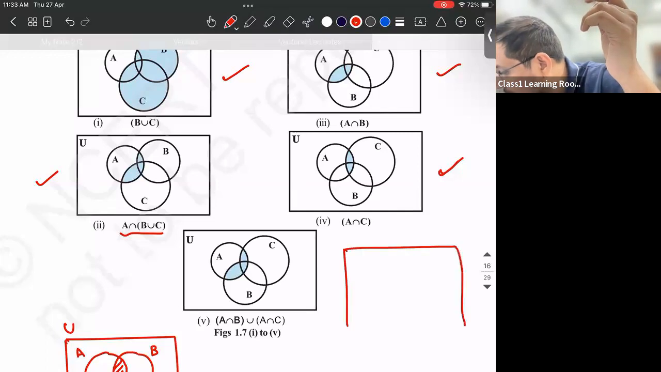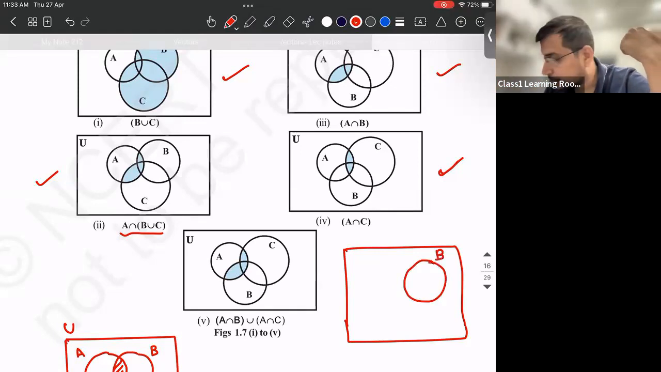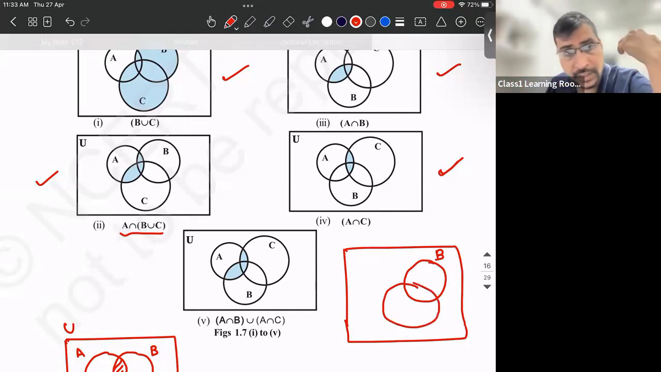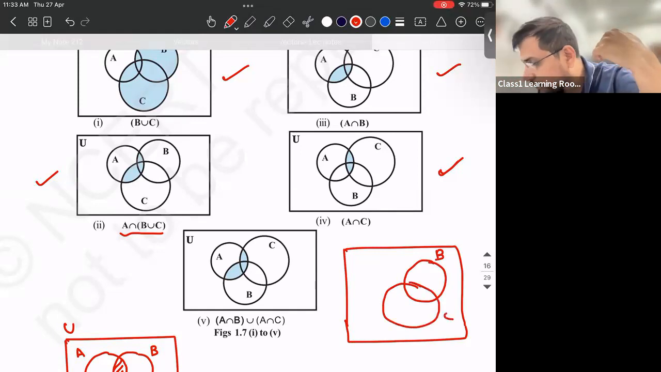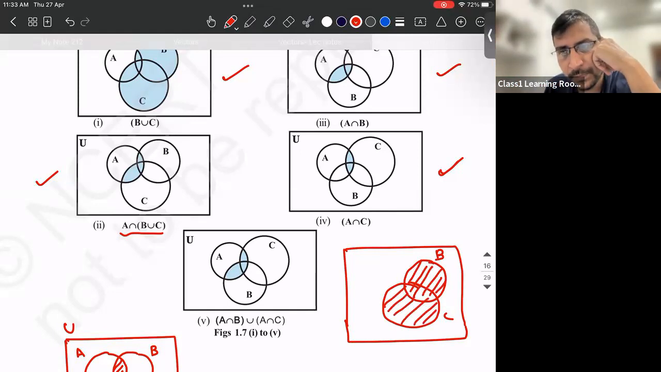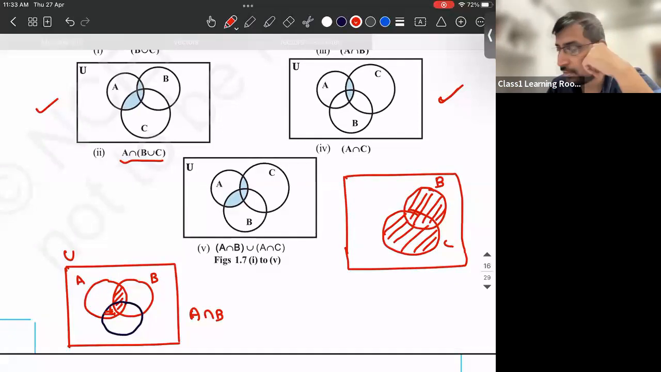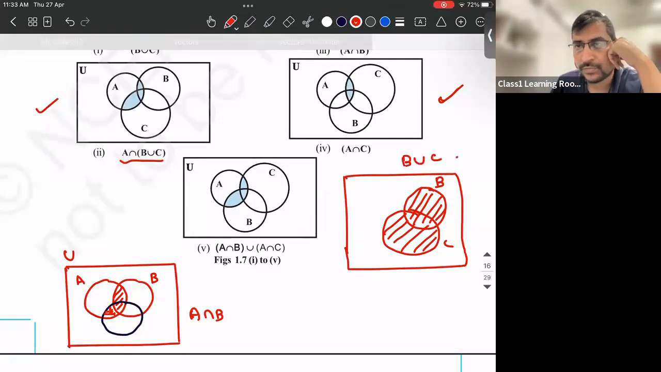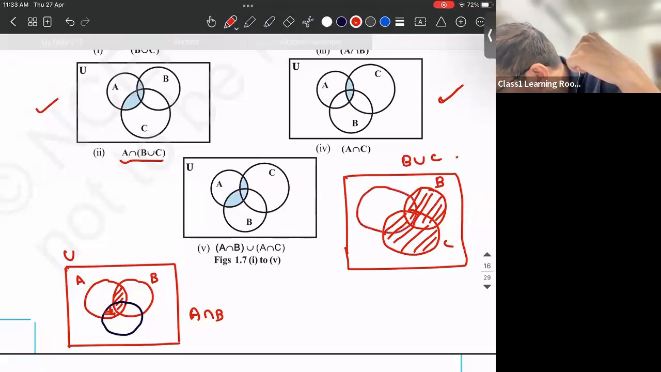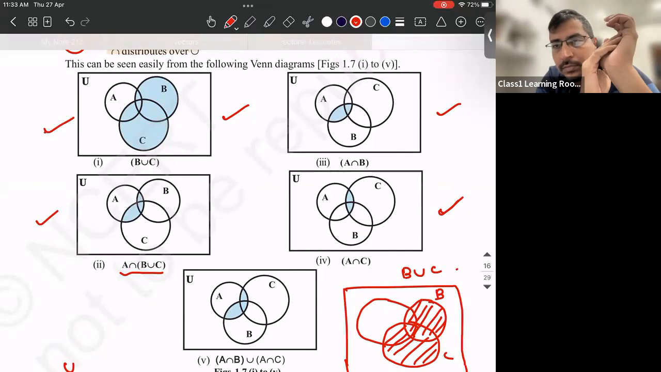First take the universal set. Take set B. From B, I want all the elements. Take set C. From C, I want all the elements. So which portion will I take? This is B union C. I'm taking a third set where I'm not interested. If I don't take any elements from there, then it is still going to be B union C. That is what the first diagram is, B union C.